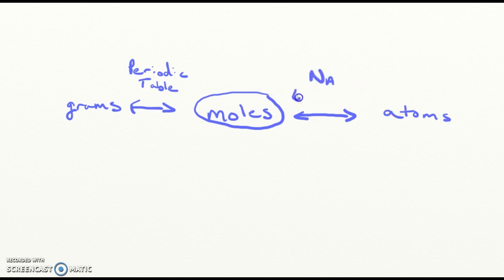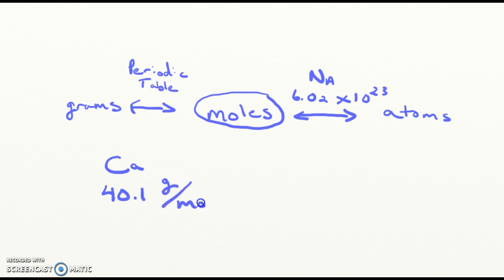That is 6.02 times 10 to the 23rd. So we're going to need both of these. Here's the plan of attack. We're going to go from grams, and I'm going to convert using the atomic mass of 40.1 for calcium. Remember, calcium, Ca, should have 40.1 grams per mole.